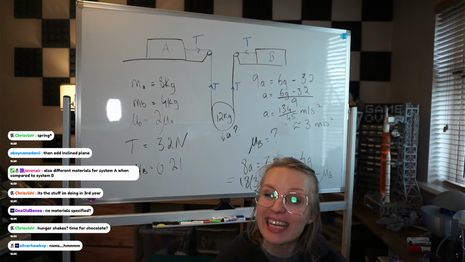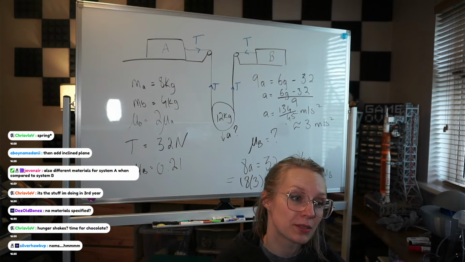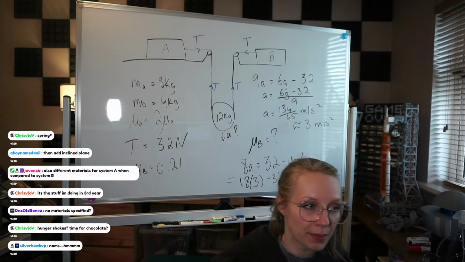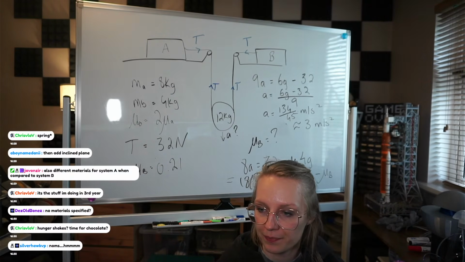No material specified. They kind of did with the kinetic friction. So they're clearly two different materials, or the tables are different, one or the other. But by defining that mu B and mu A were different, we know that they were different.